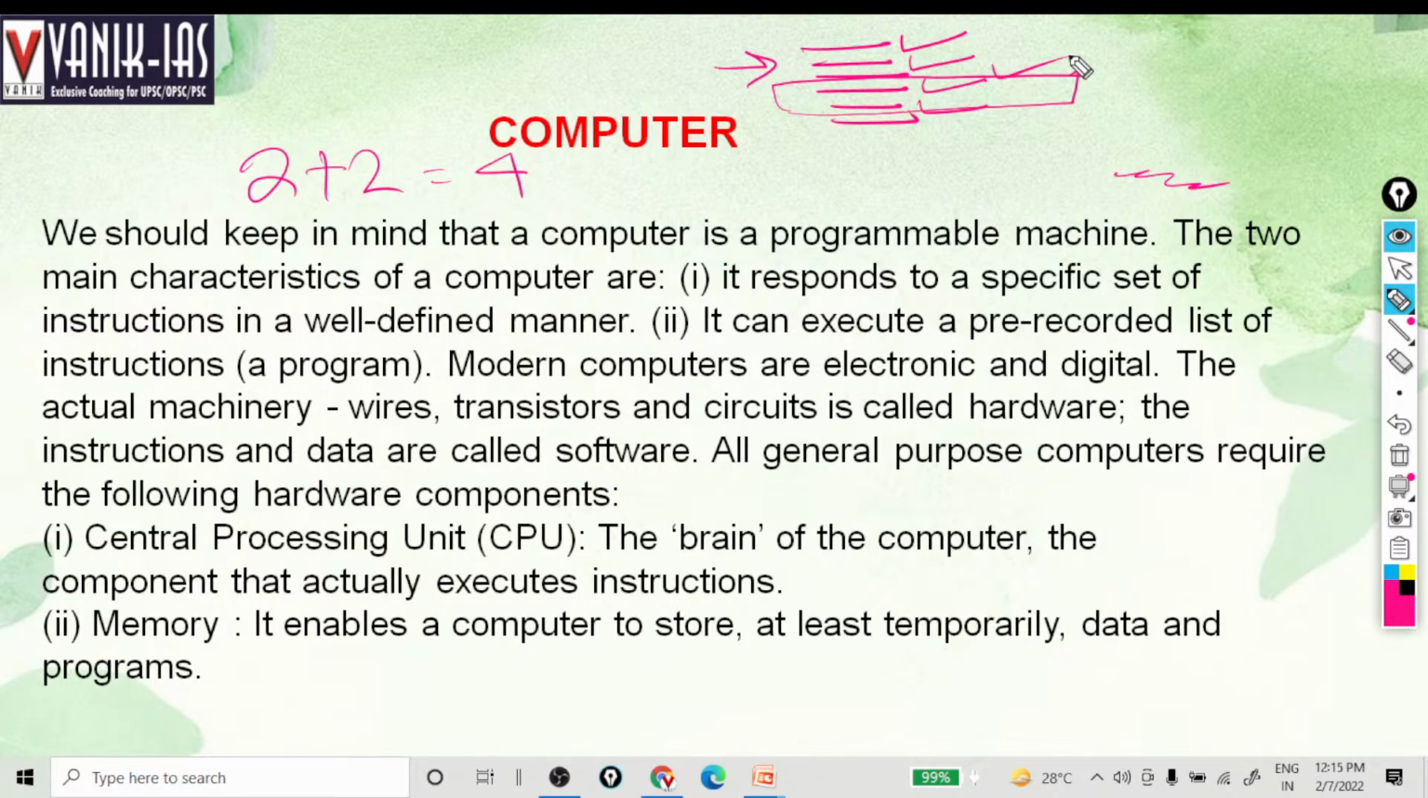All general purpose computers require the following hardware components. One is the CPU. This is the most important. It is called the brain of the computer. The CPU actually executes the instructions, right? Who will execute the instruction? It is the CPU, right?